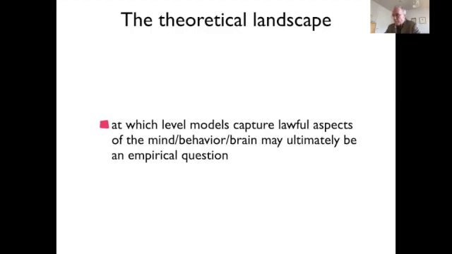And the last point I made is that the levels, maybe also in the Marr sense, at which lawful aspects of the mind, of the behavior, and of the brain can be captured, is ultimately an empirical question that we have to find out about. Do, let's say, synaptic mechanisms actually lead to constraints that can be observed at the level of behavior, or not, as the degeneracy idea suggests? And you can go all the way through to ultimately information processing accounts.